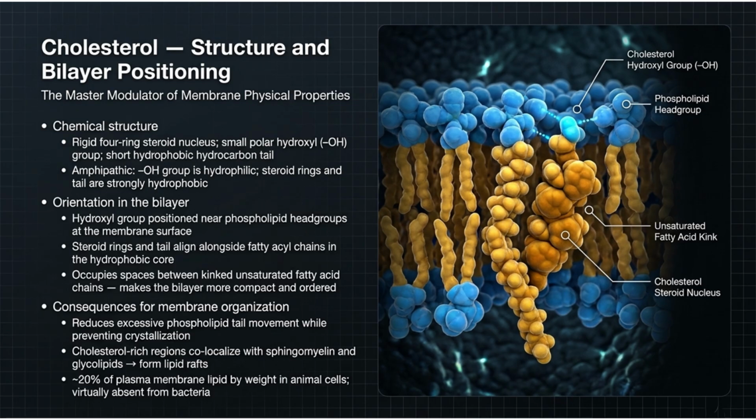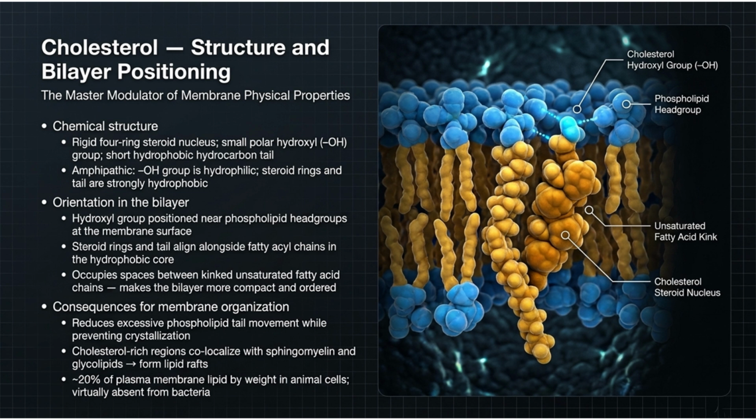In the bilayer, cholesterol orients itself with characteristic precision. The hydroxyl group positions itself near the phospholipid head groups at the membrane surface, forming a hydrogen bond with nearby phospholipid molecules. The rigid steroid rings and the hydrocarbon tail then extend down alongside the fatty acid chains into the hydrophobic core of the bilayer. Crucially, cholesterol occupies the spaces between kinked, unsaturated fatty acid chains, intercalating between them in a way that has significant consequences for how the chains can move.